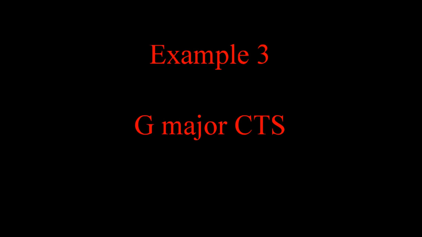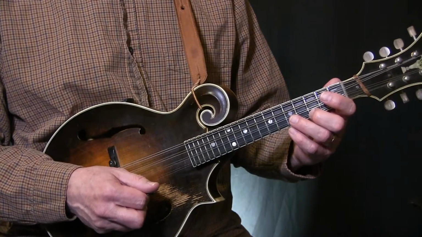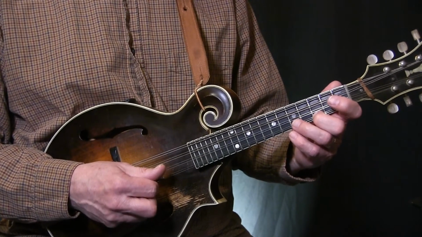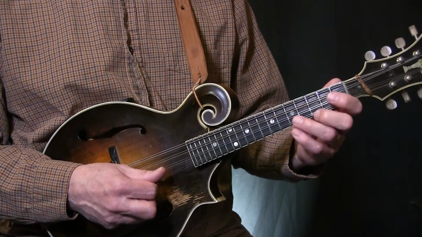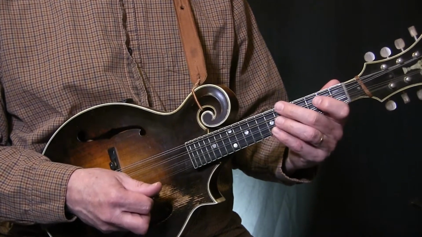Once we get to the note G, we're going to ascend the chord tone scale, the major chord tone scale, up to B. This is example 3. Example 4 puts together what we have so far.